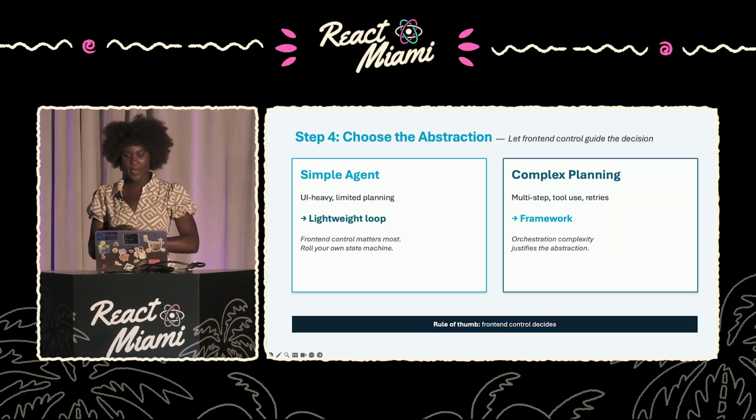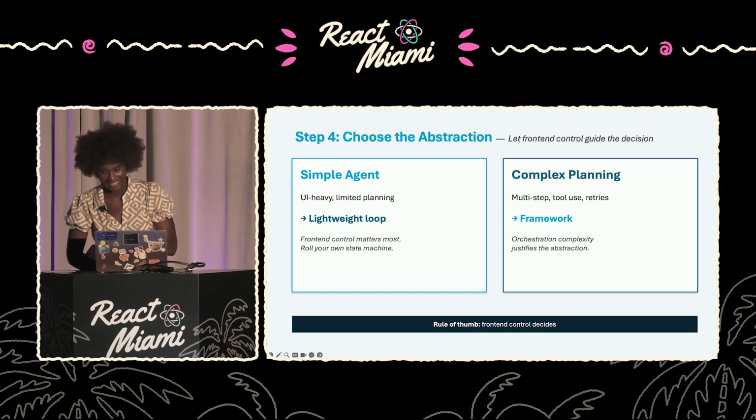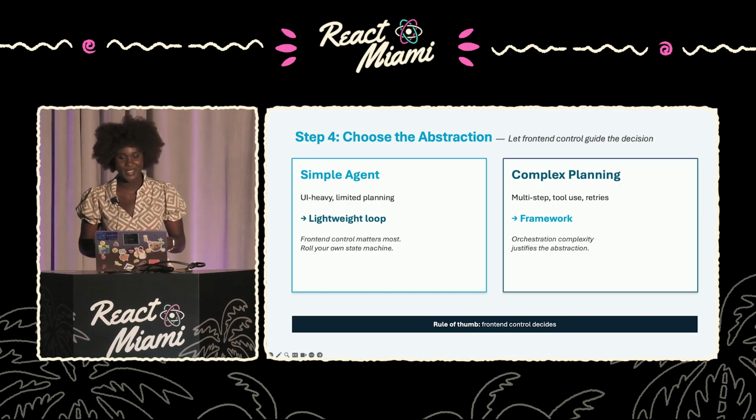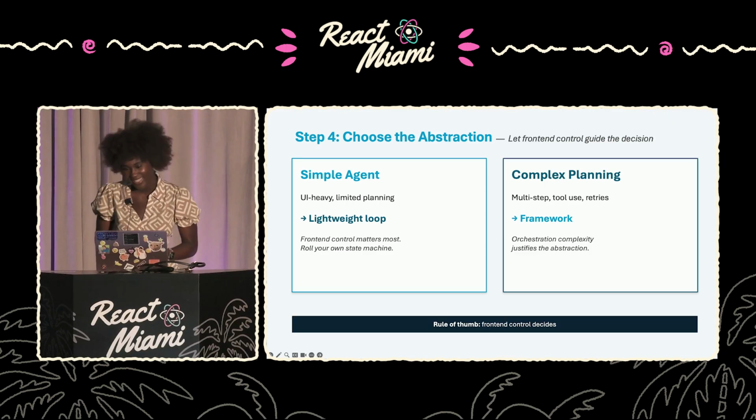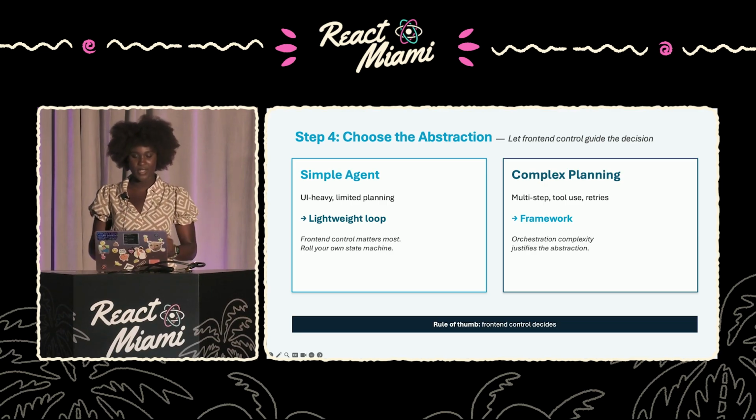And this is the final step. After defining states, transitions, and UI mapping, the abstraction choice becomes quite obvious. Given what we just designed, would you guys build it yourself or reach for a framework? Shout it out. Wow, I guess I didn't convince you guys enough. Frameworks are great when planning complexity demands them, but for UI-heavy applications with limited planning, such as the one we just did, front-end control decides, and a custom implementation would do just fine.